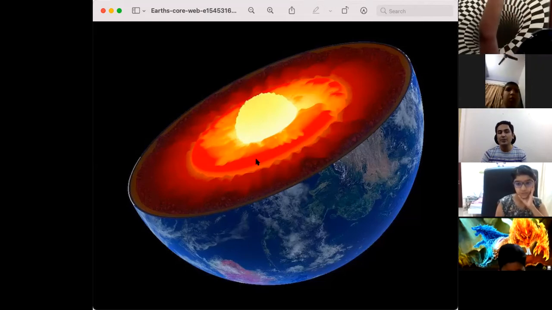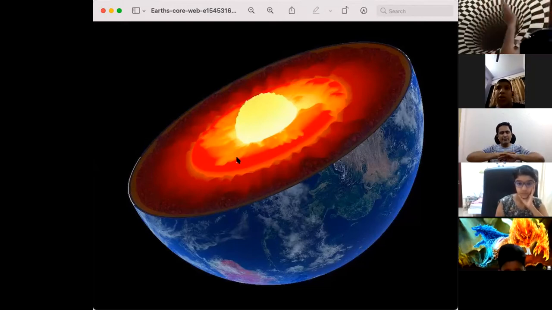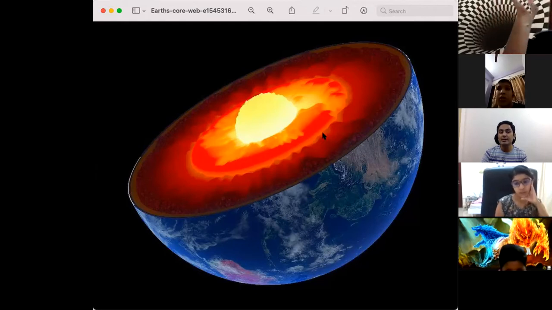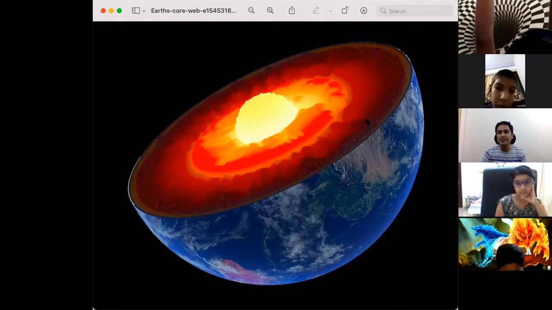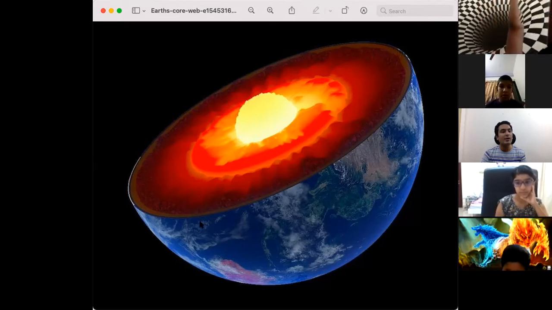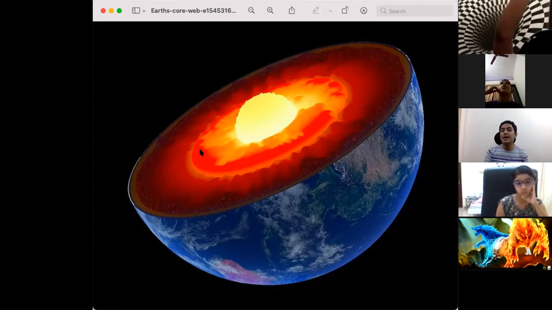And this light orange, the bright orange, it looks like a fire. This is the outer core. And then this dark orange, blackish orange is the mantle, and the outer surface is called the crust. Now this outer core portion is actually liquid. It is made out of lava.